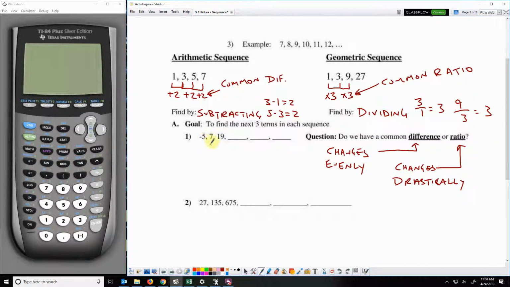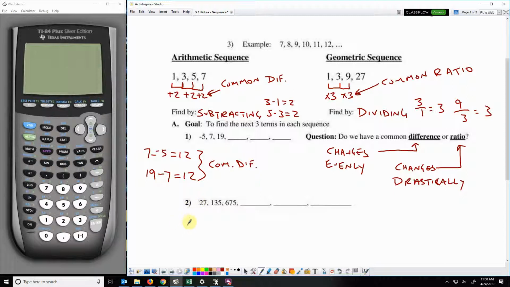Okay, so -5, 7, 19, it doesn't look like very drastic changes. I'm going to check for a common difference. So 7 minus -5. 7 minus -5 is 7 plus 5, and that is 12. Then I'm going to check the next set of numbers. Now 19 minus 7, that's also 12. So that means 12 is the common difference.